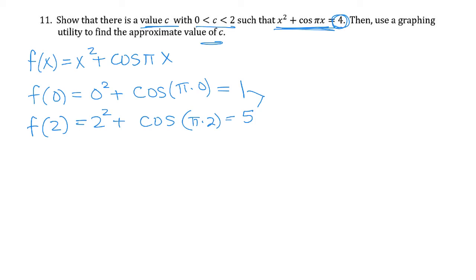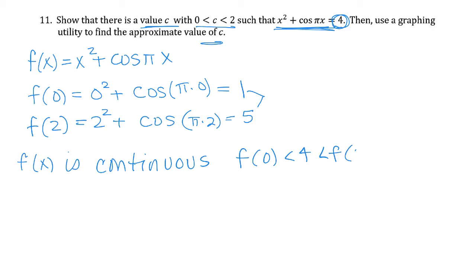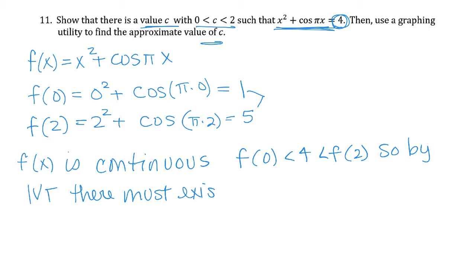So we notice that f of x is continuous. And we also see that f at 0 is less than 4, and that's less than f at 2. So again, by the intermediate value theorem, there must exist a c on this interval from 0, it was open this time, from 0 to 2, so that our function itself equals 4.